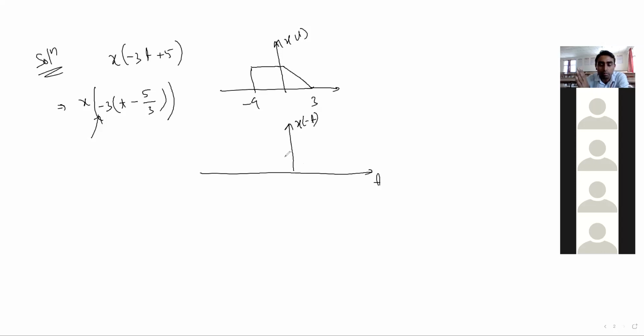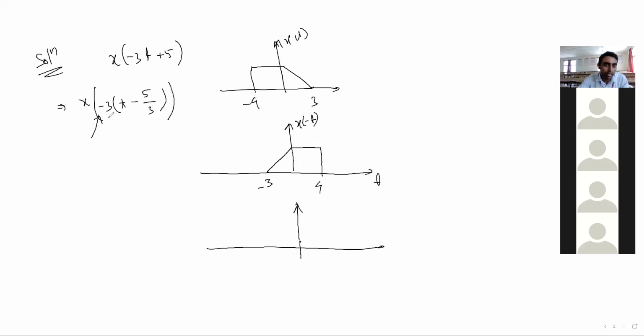Reversal means it's like a folding image, like a mirror image. When you place a mirror along the y-axis, whatever image you see in the mirror will come as the output. So it will be a mirror image. That is minus 3, and this is 4. Then, as I said, proceeding from left to right.